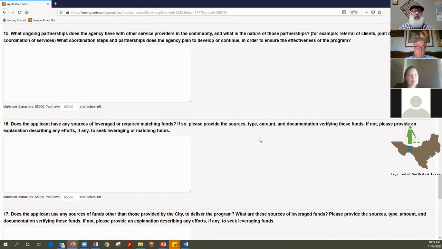Question 16, does the applicant have any sources of leveraged or required matching funds? If so, provide the source, types, amount, and documentation verifying these funds. So here, the question really is asking about what kinds of resources you currently have, both in terms of staff capacity, as well as existing program dollars for these types of areas. The city is looking for getting more lift or more utility out of the existing network of nonprofit social service providers, and we would hope also grassroots groups, right, that are working at a community level with low and moderate income neighborhoods and so on.